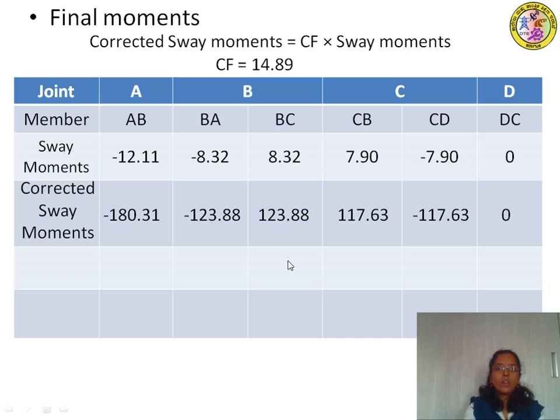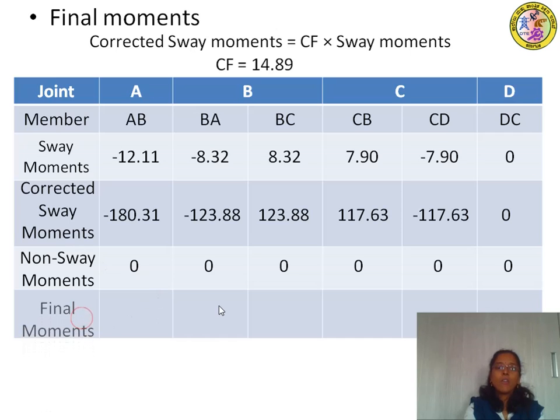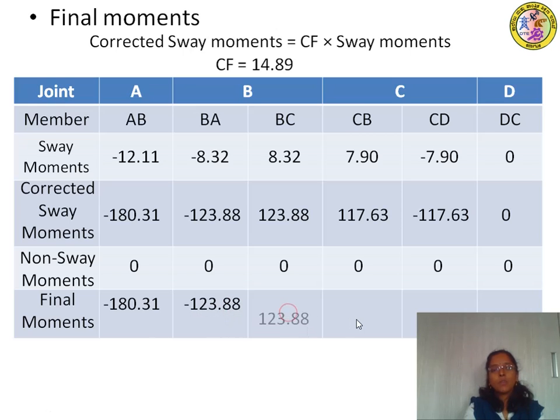Anyhow, we know that the non-sway moments are 0. So AB, BA, CB, CD and DC are all 0. Whatever the corrected sway moments are, that itself is the final moments. So MAB is minus 180.31, MBA minus 123.88, MBC plus 123.88, MCB 117.63, MCD minus 117.63 and MDC is 0. These are the final moments using which we'll find the reactions to plot SFD and BMD.